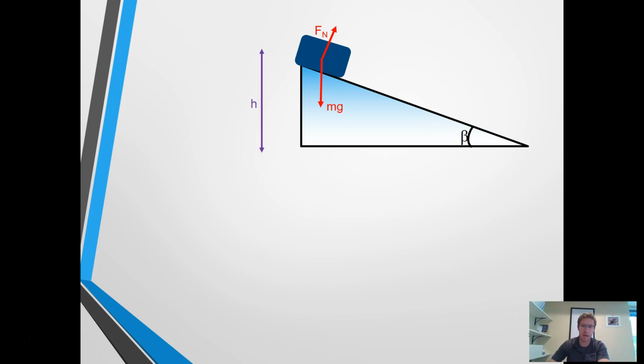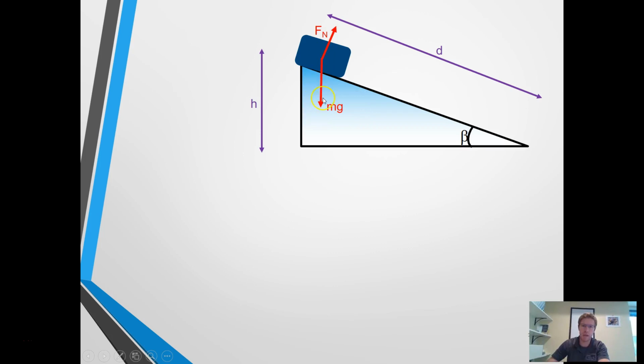It starts at this height h, and it moves this distance d as it goes down the ramp. So what is it that's doing work? Well, the normal force is completely perpendicular to d, the displacement, right? So the normal force can't be doing any work.